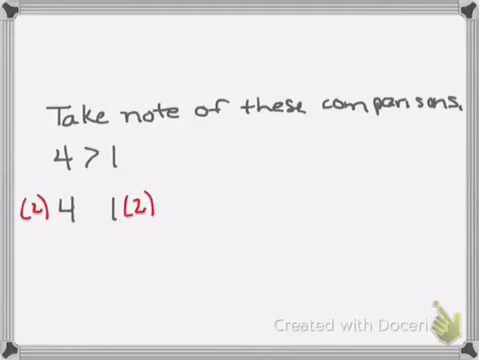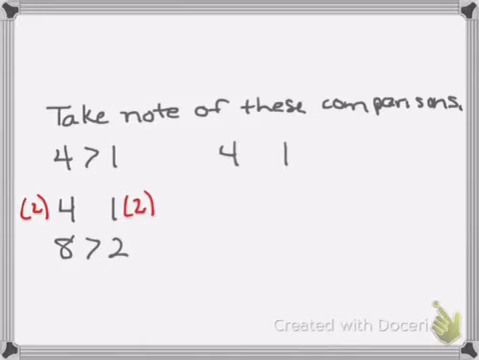Well, let's start with 4 and 1 again, except this time let's double both numbers. So 4 times 2 is 8, 1 times 2 is 2. But you'll notice 8 is still greater than 2. So I still have the same symbol to compare the left side to the right side.